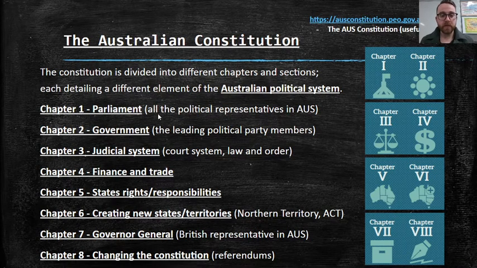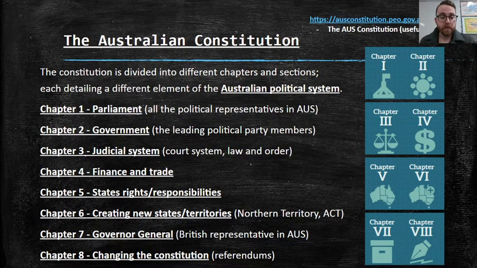So chapter 1 talks about Parliament. That's all the politicians, all the political representatives in Australia. So all of those blokes and blokettes, they are Parliament. Chapter 1 talks about how to get into Parliament, how many years a Parliament member can stay in power, what Parliament members can do, etc., etc.